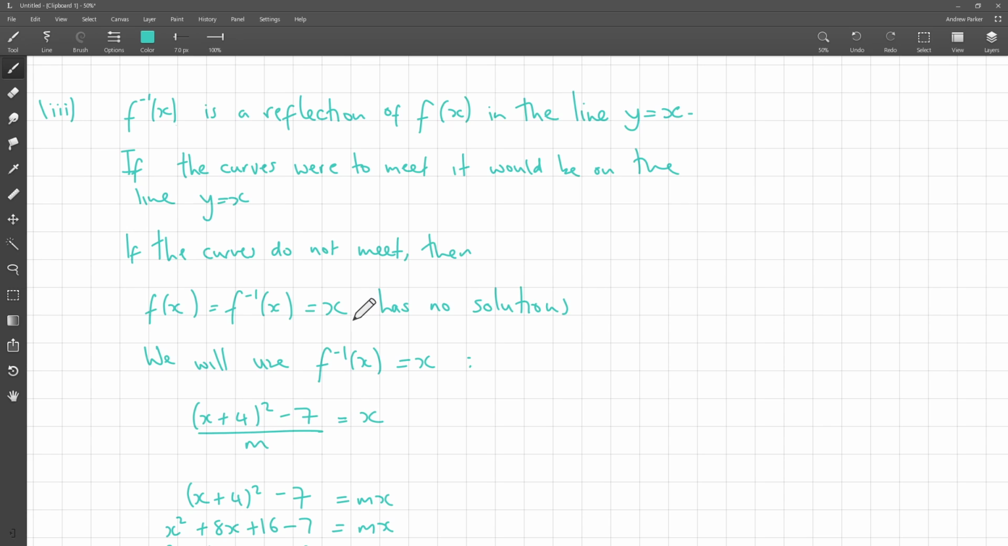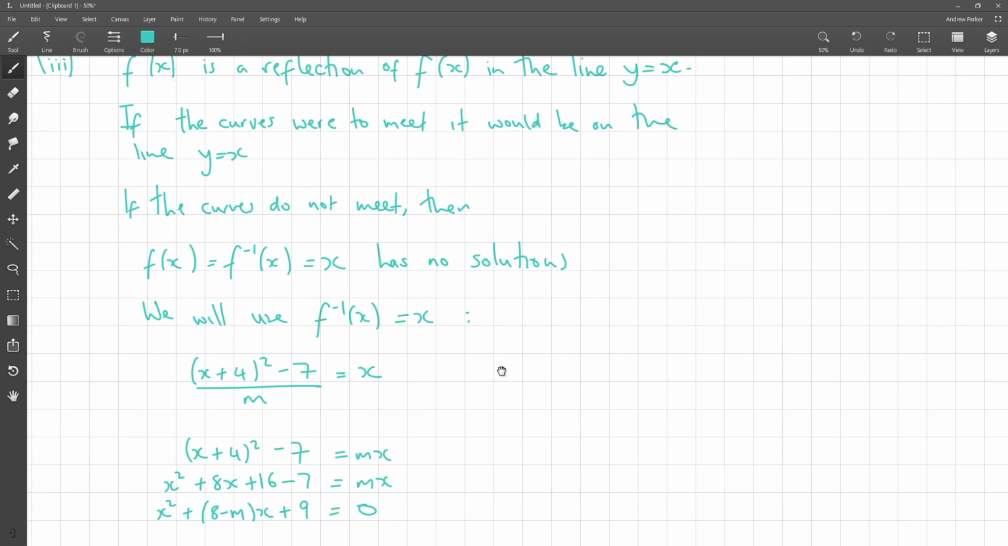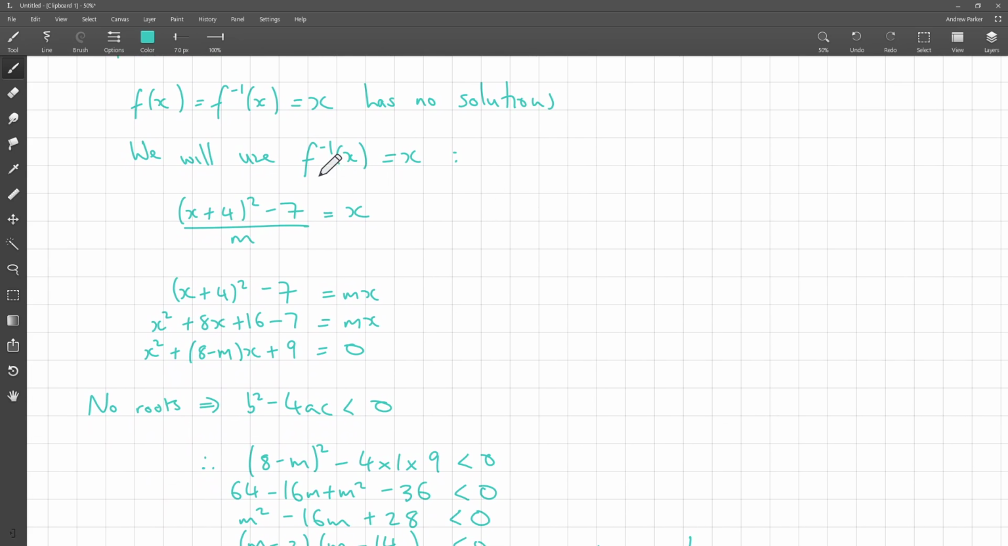So in general it's usually easier to use one of the equals x parts, because quite often solving f of x equals f to the minus 1 of x gives you something a bit more complicated. In this particular case I've chosen to solve f to the minus 1 of x equals x. Now it is possible to have used f of x equals x, I just think it would probably have been more complicated. So here I've set the inverse function equal to x, and then I've rearranged that equation as if I was going to solve it.